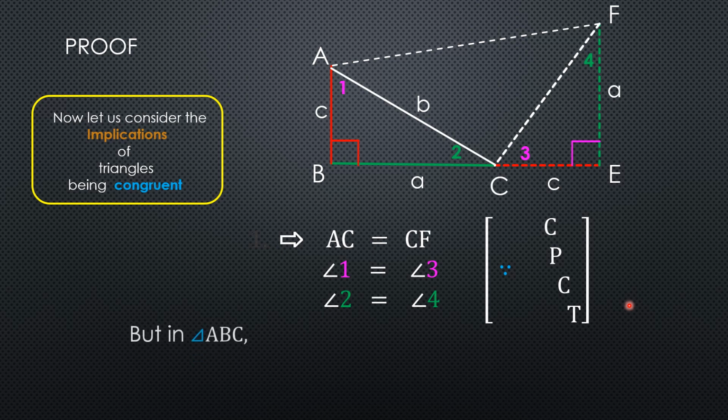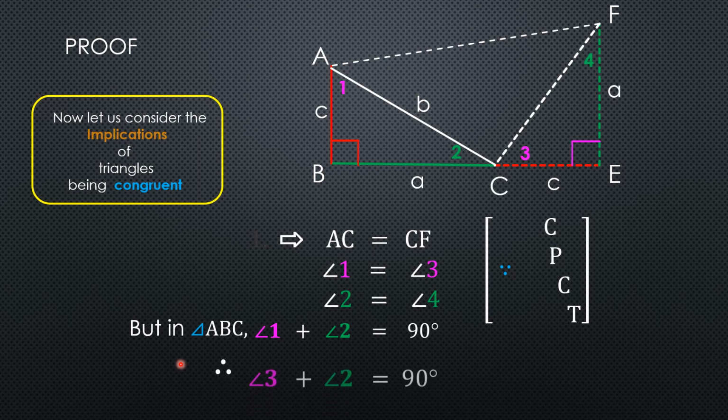But in this given right angle triangle ABC, don't you think this angle 1 plus angle 2 is equal to 90 degrees? Because sum of three angles of a triangle is equal to 180 degrees. So angle 1 is equal to angle 3. We have just now proved it. So in place of angle 1, let us substitute angle 3. So therefore angle 3 plus angle 2 is equal to 90 degrees.